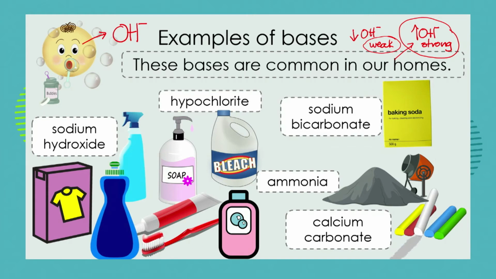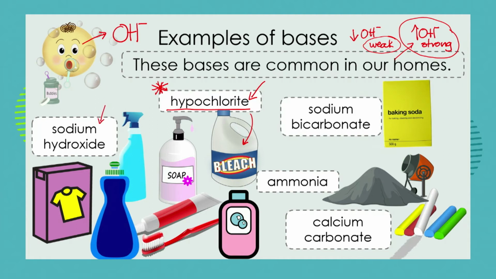Let's look at some of these examples. A common household product that you will find in your homes, particularly for cleaning, is something called hypochlorite. And hypochlorite is present in products such as bleaches and drain cleaners, toilet cleaners, and these are very strong bases. So these are bases that we should be very careful of. Just like acids corroded, so very strong bases can burn you and harm your skin and clothing.